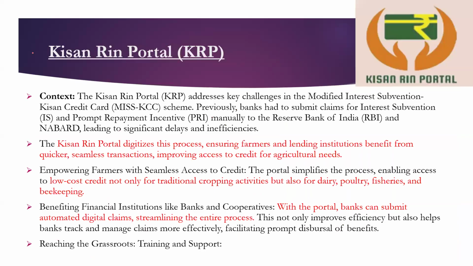Now, the next one, which is very important, is the Kisan Rin portal. Earlier, whenever the farmer applied through the modified interest subvention scheme, those claims had to be physically submitted before RBI or NABARD. Now the Kisan Rin portal has digitized this entire process so as to ensure that formal credit goes directly to farmers. It has digitized this process, ensuring seamless transactions between farmers and lending institutions and improving formal access to credit. Under the Kisan Rin portal, it is not simply focusing on cropping activities, but dairy, poultry, fisheries, beekeeping, all of it comes under the same modified interest subvention Kisan Credit Card scheme. So please go through it.